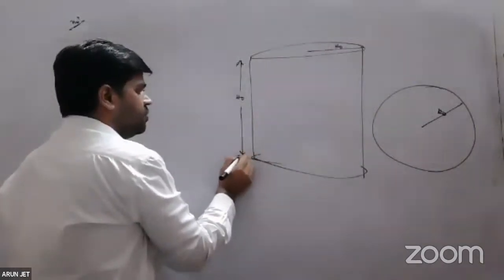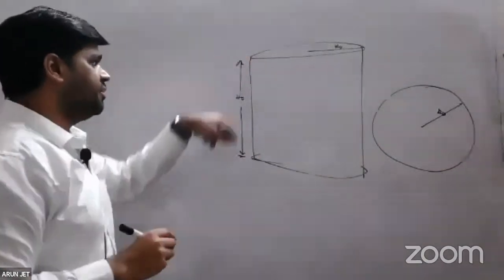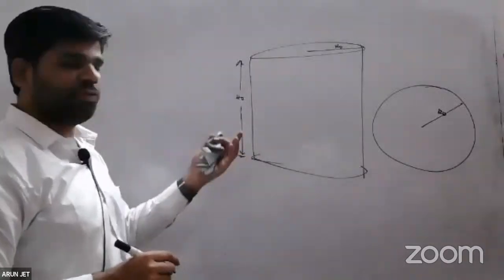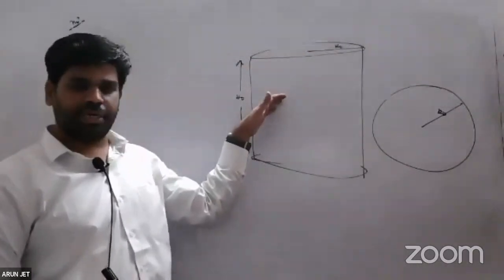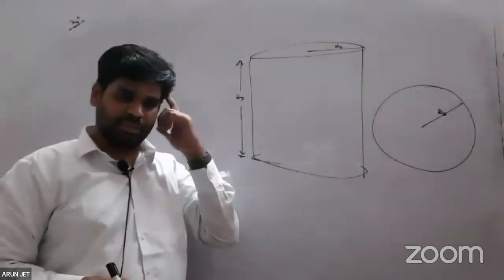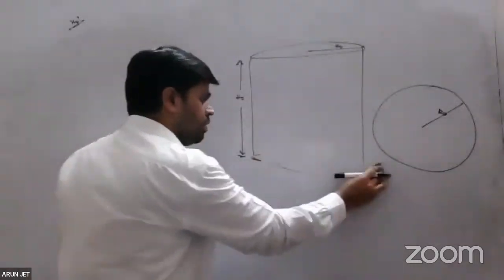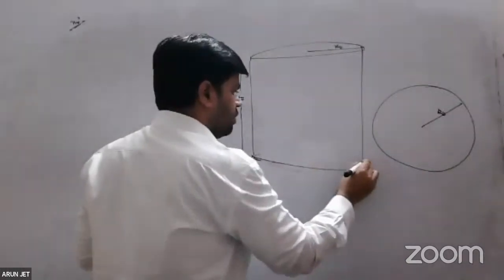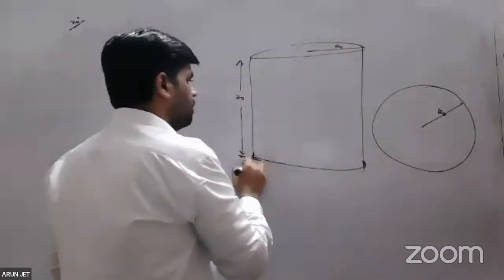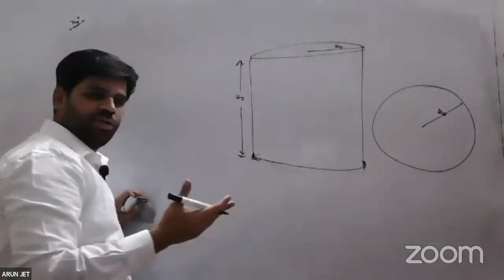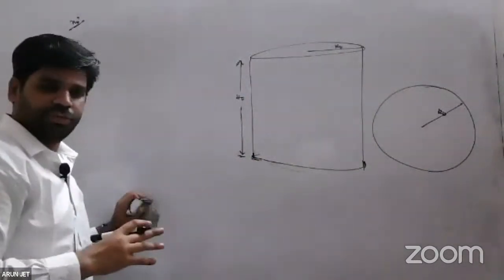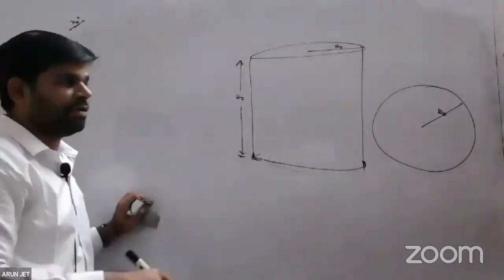Height h naught. So what volume should we get? Area into h, right? Pi r square into h is my volume of the cylinder. That's what you have been using till now. Area into h. A right circular cylinder. I should get the same volume when I integrate also, when I sum it up also, even when I take elements.